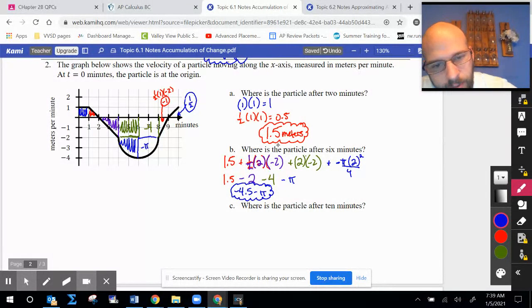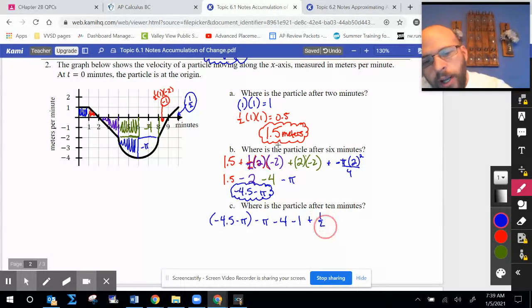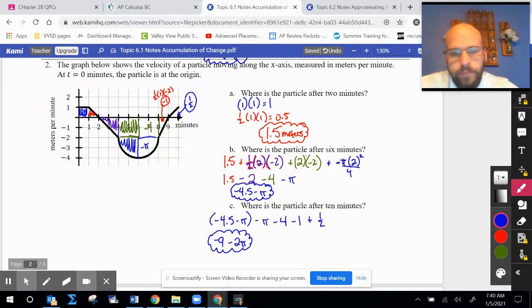So if I take my previous answer, -4.5 minus pi, and then I'm going to subtract another pi. I'm going to subtract a 4. I'm going to subtract a 1, and I'm going to add a 1/2. So if I do that, I get, let's see, -9, correct me if I'm wrong there, minus 2 pi. Get something like that, okay?